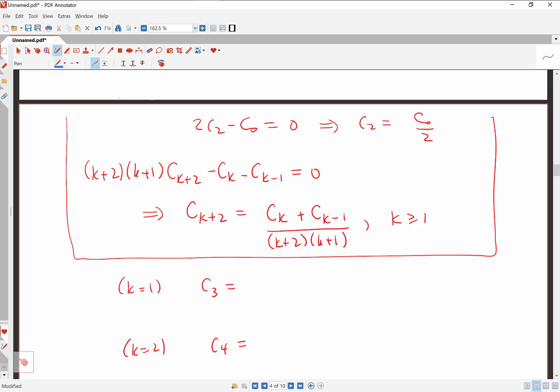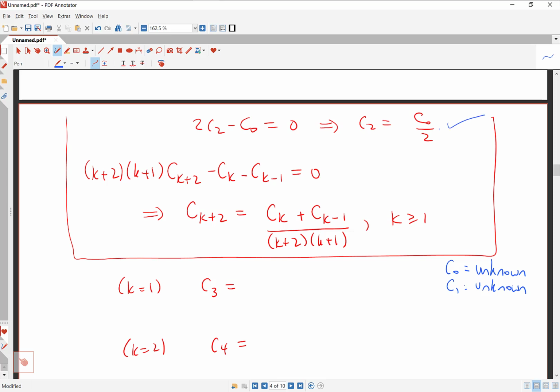And might be good to just point out on the side here, C0 is going to remain unknown. The only way we could figure that out is if someone had told us what the value y of 0 was in the question, but we weren't given any initial conditions. So we will never know C0, neither will we know C1. That will remain unknown. The only way we would figure out C1 is if we were told the value of y prime of 0 in the question. So C0 and C1 are unknown.